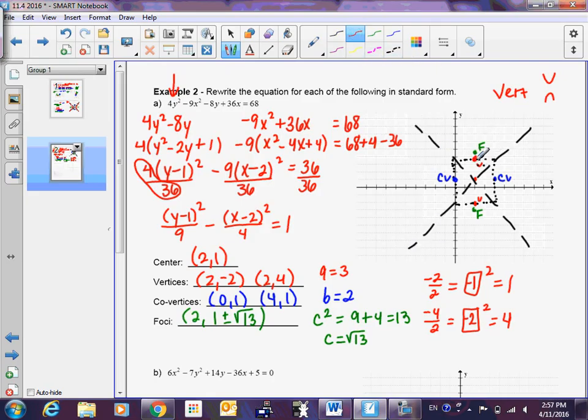Remember, we said this was vertical, and we can see now why, because my vertices are on the top and the bottom. And we can also see that the focus is inside the curve. That's going to happen with these hyperbolas.